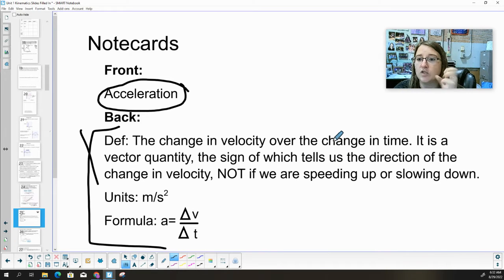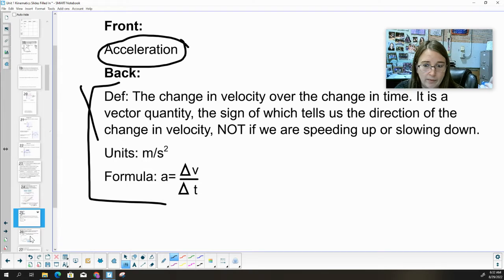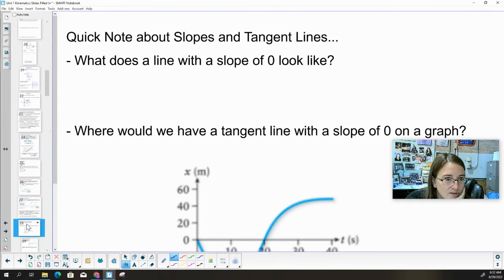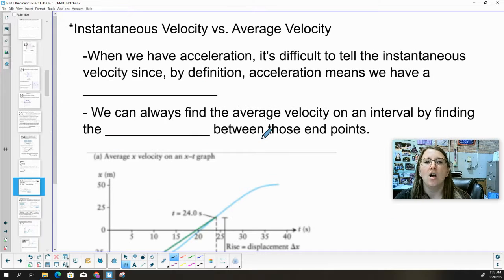And again, as always with the note cards, we're going to emphasize this in class. We're going to go over a bit more in detail, but I just want you to have that down for now. Okay, 2 more slides I think we're doing. Yeah, 2 more slides. Okay, so instantaneous velocity versus average velocity when we have acceleration.